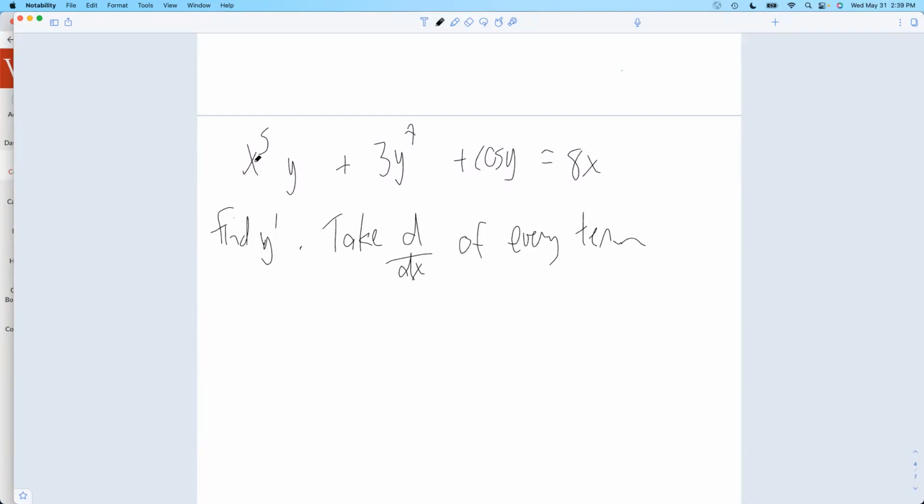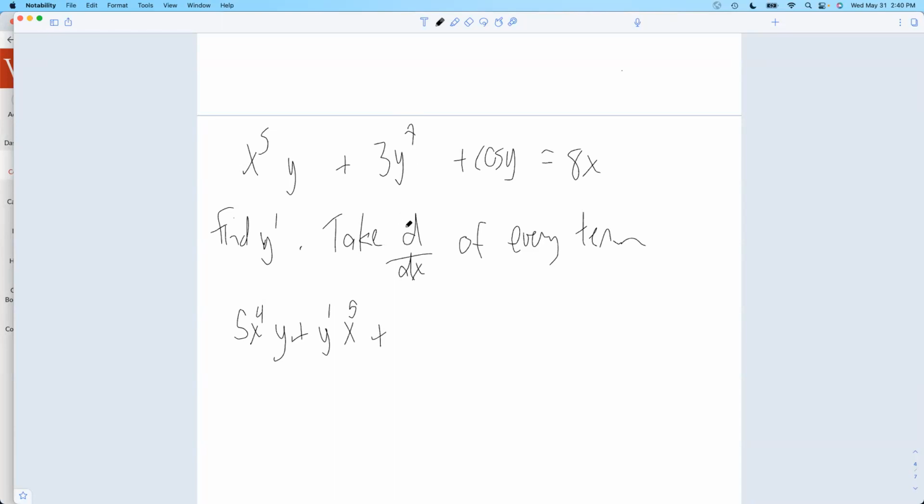On this first term, that's 2 functions multiplied together. Y is not a constant. Y is a function. So I've got 2 functions multiplied together, so I'm going to have to do product rule here. Derivative of the first, that's derivative of x to the 5th, leave the second alone, plus derivative of the second. What is the derivative of y? That's y prime, times leave the first alone. So that's a product. I had to use product rule. Here, I've got to use chain rule.